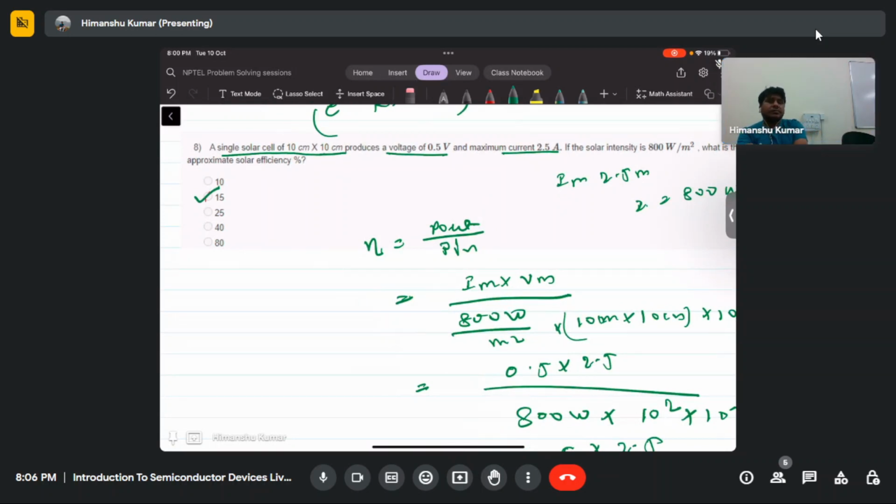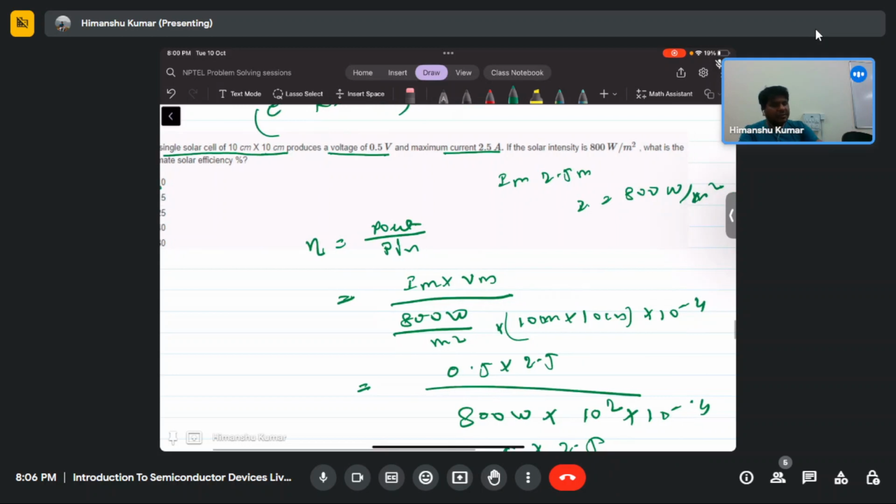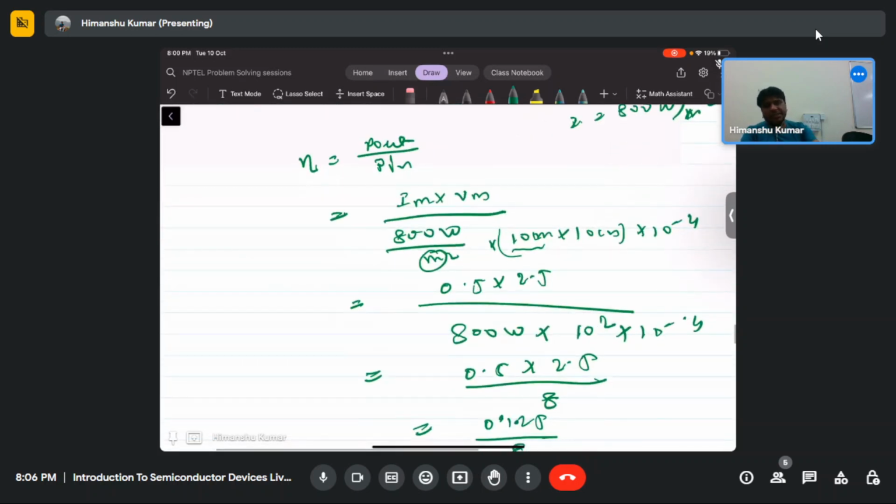Yeah, sir. Also, here we have been given the solar intensity as 800 watt per meter square. But what if it's in centimeter square or some other units? Basically, the area units need to cancel. If the intensity unit is given in meter square, then the area also you need to take in meter square. That's what I have converted. So you need to make the units the same. Be careful. The unit conversion is kind of confusing, sir.